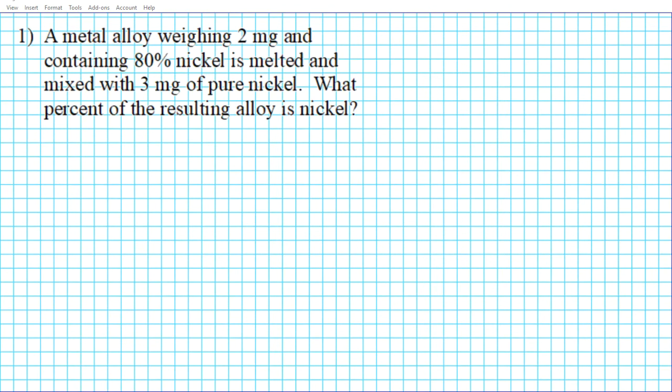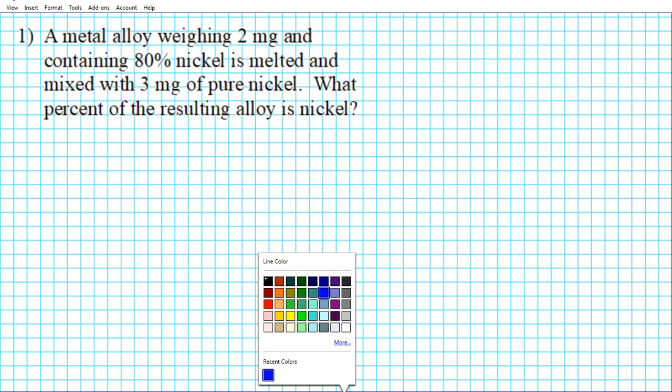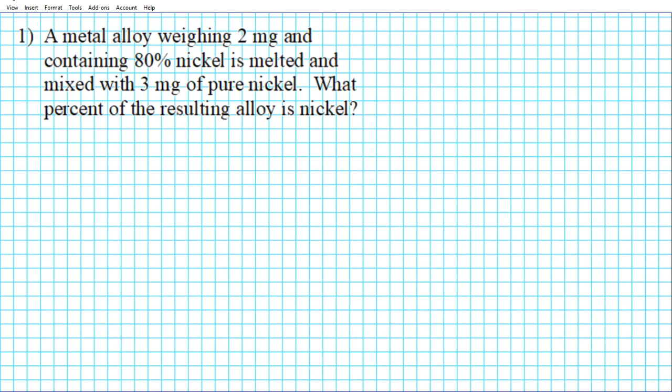Let's take a look at question 1. It reads, a metal alloy weighing 2 milligrams and containing 80% nickel is melted and mixed with 3 milligrams of pure nickel. What percent of the resulting alloy is nickel? So we're mixing two substances, a metal alloy and pure nickel, to generate another alloy. Let's identify what we know and what we need.